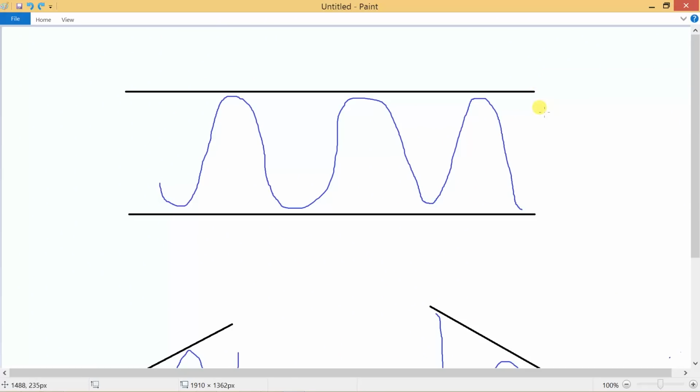Alright, a breakout occurs when a price breaks out and closes above a resistance level or below a support level. If this is your resistance level up here and this is your support level down here, a breakout happens when it does this or when the price does this. That's a breakout. So just a little review about what support and resistance is.